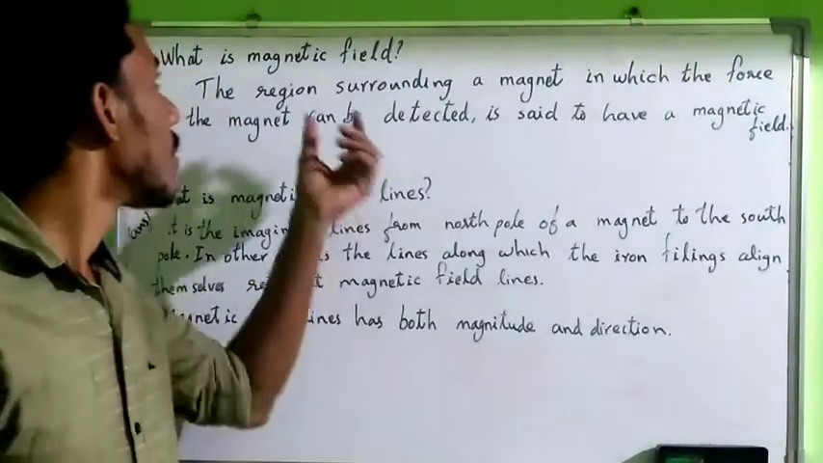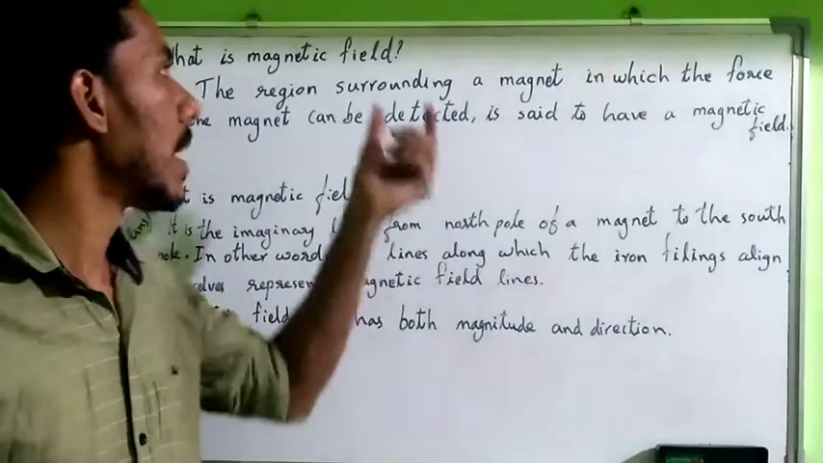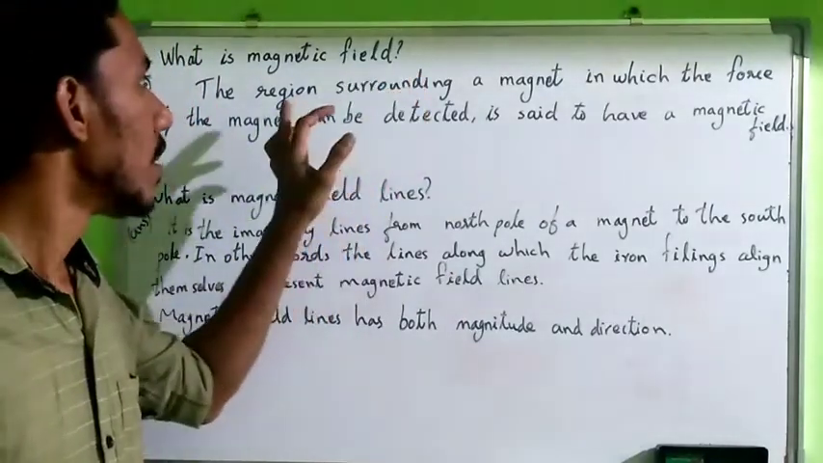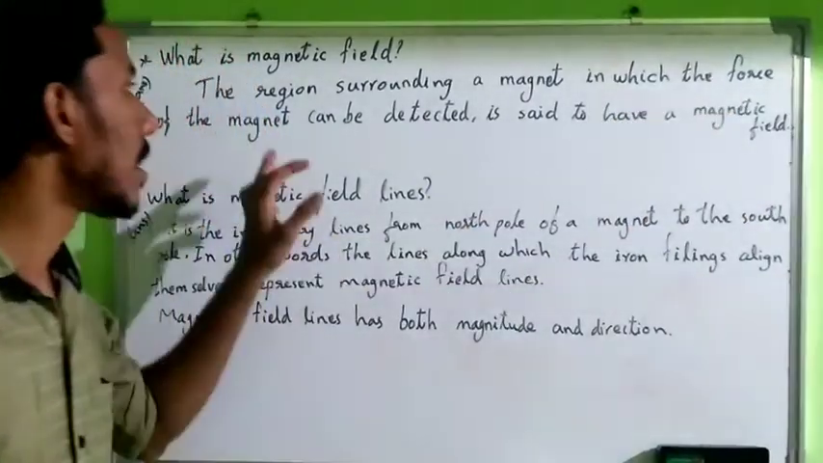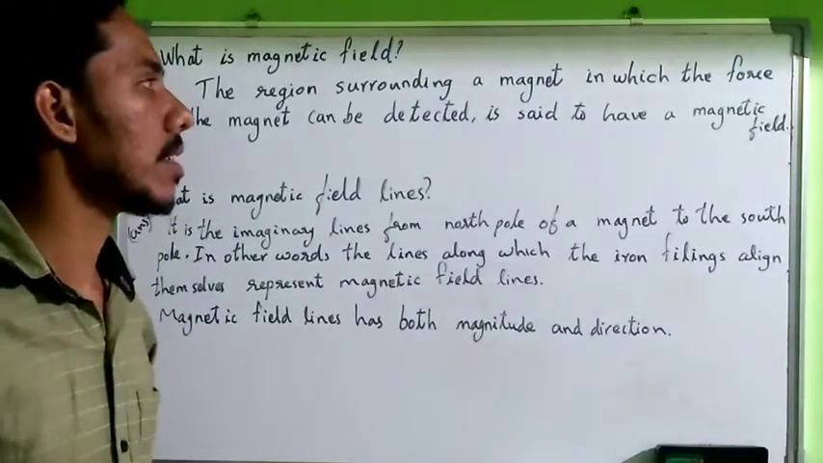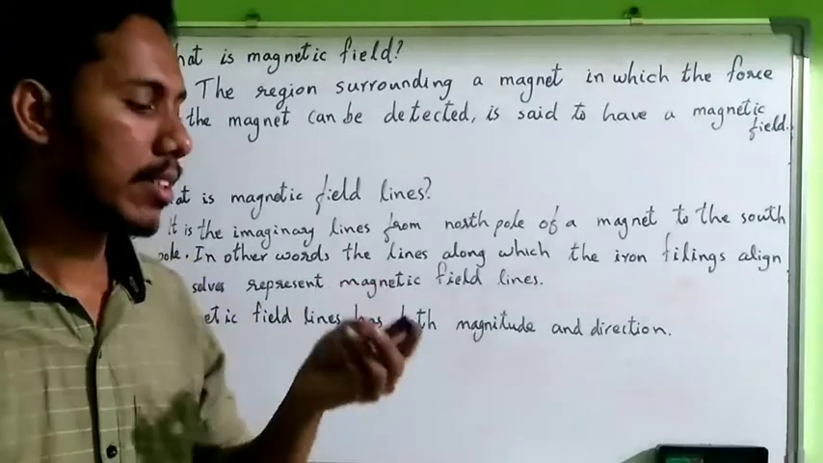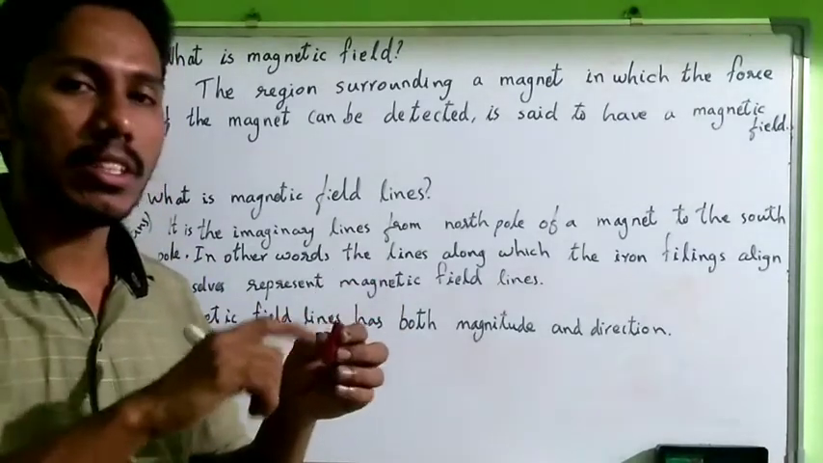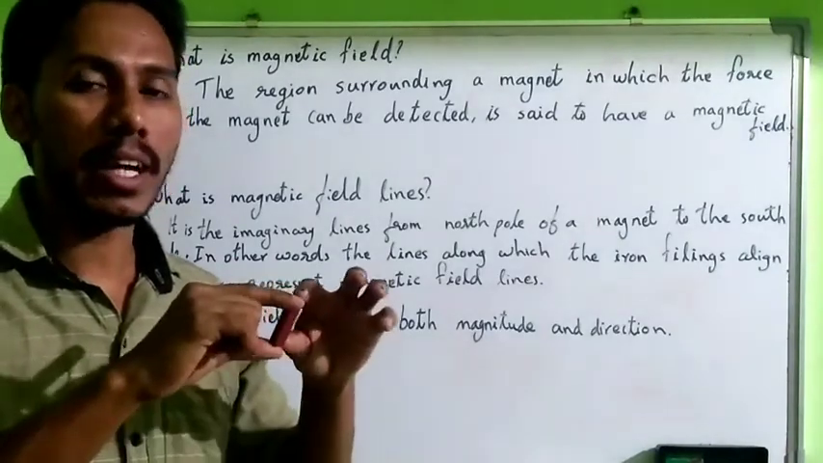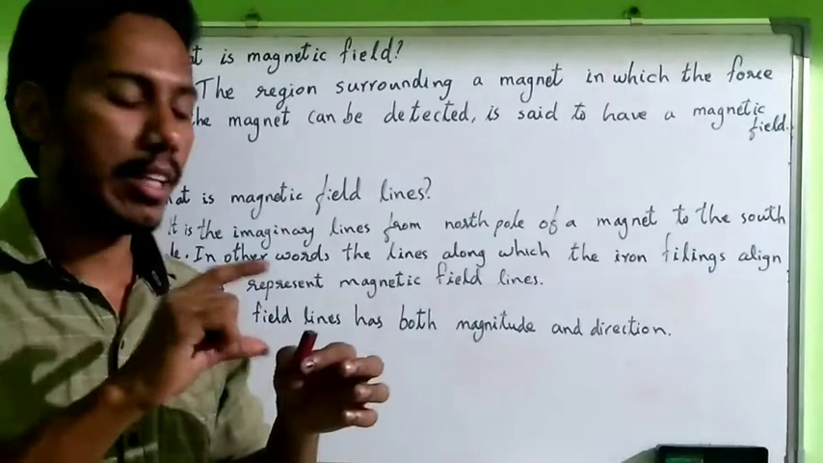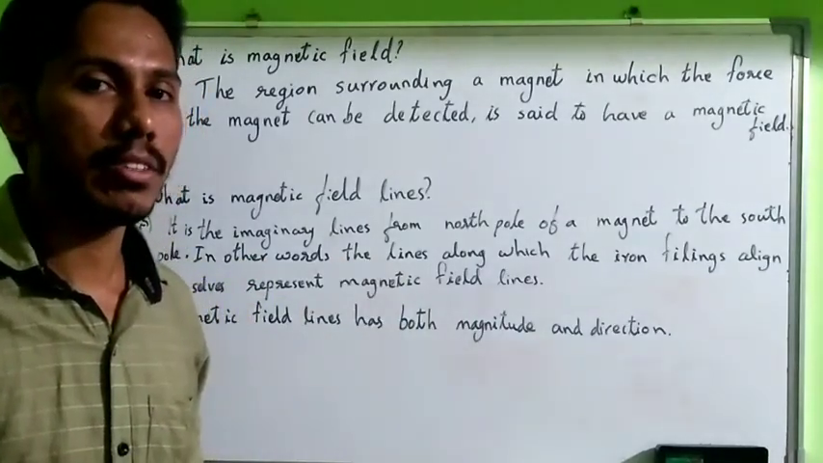Then listen, what is a magnetic field? The region surrounding a magnet in which the force of the magnet can be detected is said to have a magnetic field. There is a region around this magnet in which the force of this magnet can be detected. That portion surrounding this magnet is known as the magnetic field.